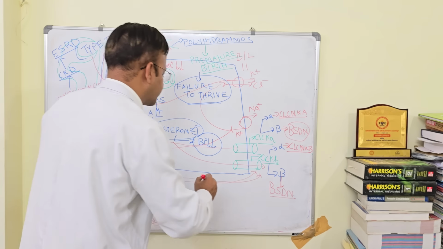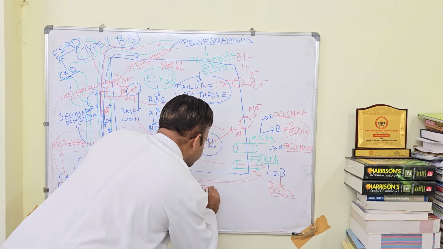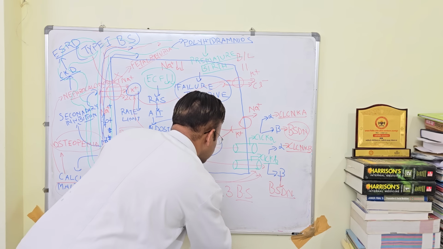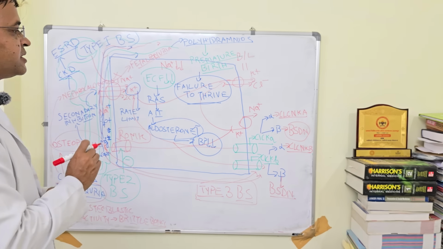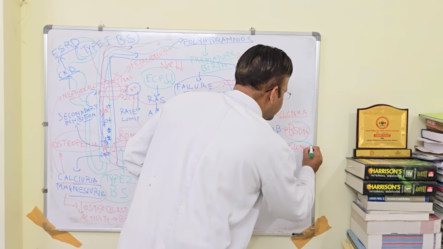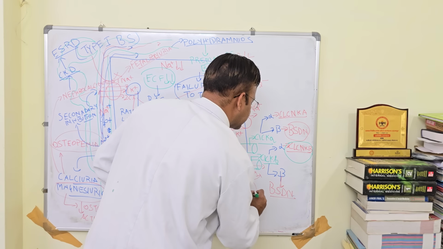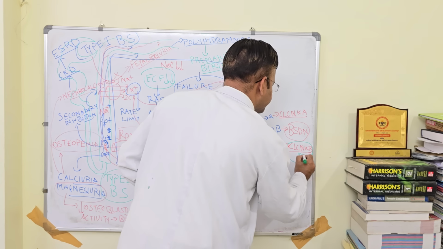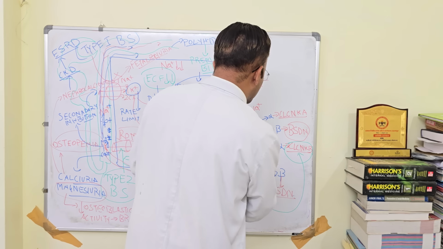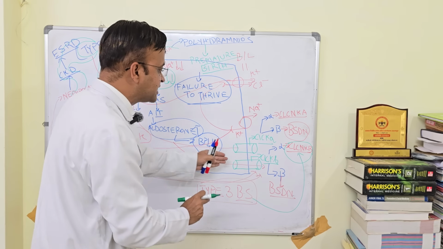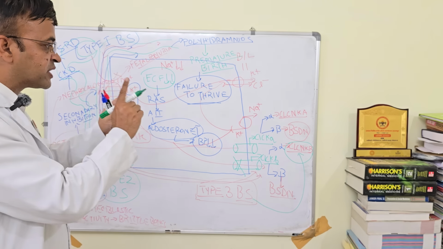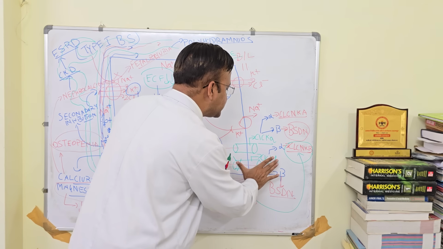Now we'll come to type 3 Bartter syndrome. What goes wrong in type 3 Bartter syndrome? In type 3, the CLCNKB gene gets mutated. Now what will happen if this gene gets mutated? That means the alpha subunit of the ClC-Kb chloride channel won't work, so this ClC-Kb will become redundant. This won't work.